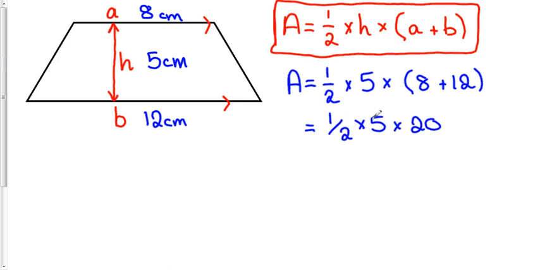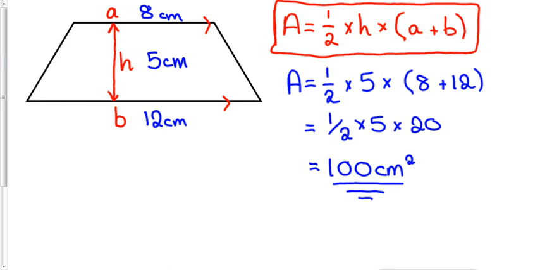But if I was to do a half of 5, which is 2.5, 2.5 lots of 20 will still give me 50 centimeters squared. If the numbers were a little bit more challenging than that, then you want to try and avoid using those decimals as much as possible. So the area of that trapezium there is going to be 50 centimeters squared.